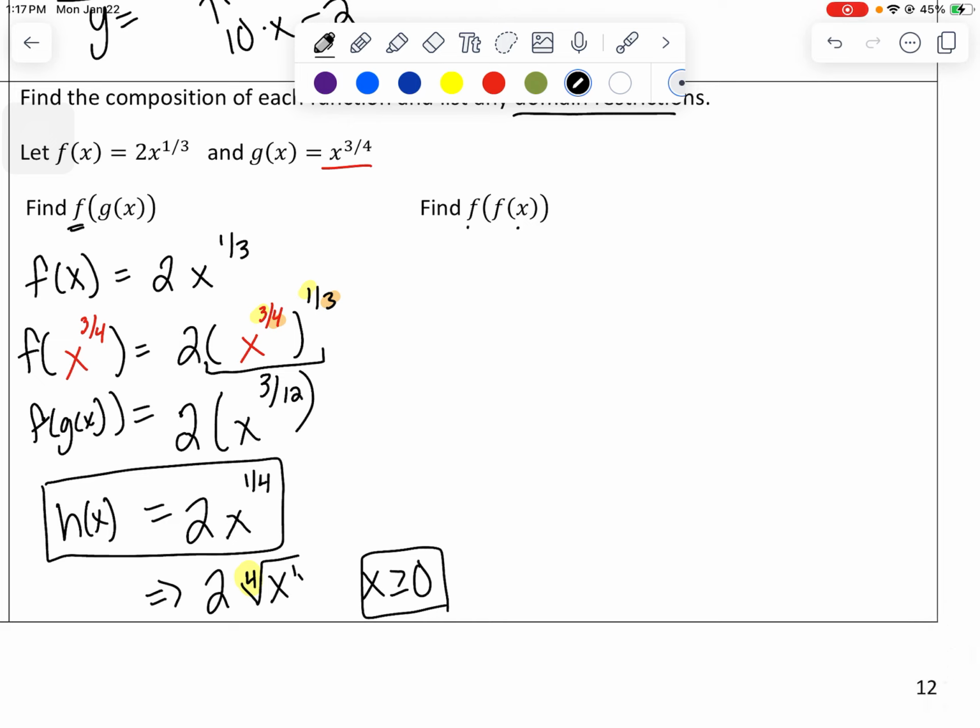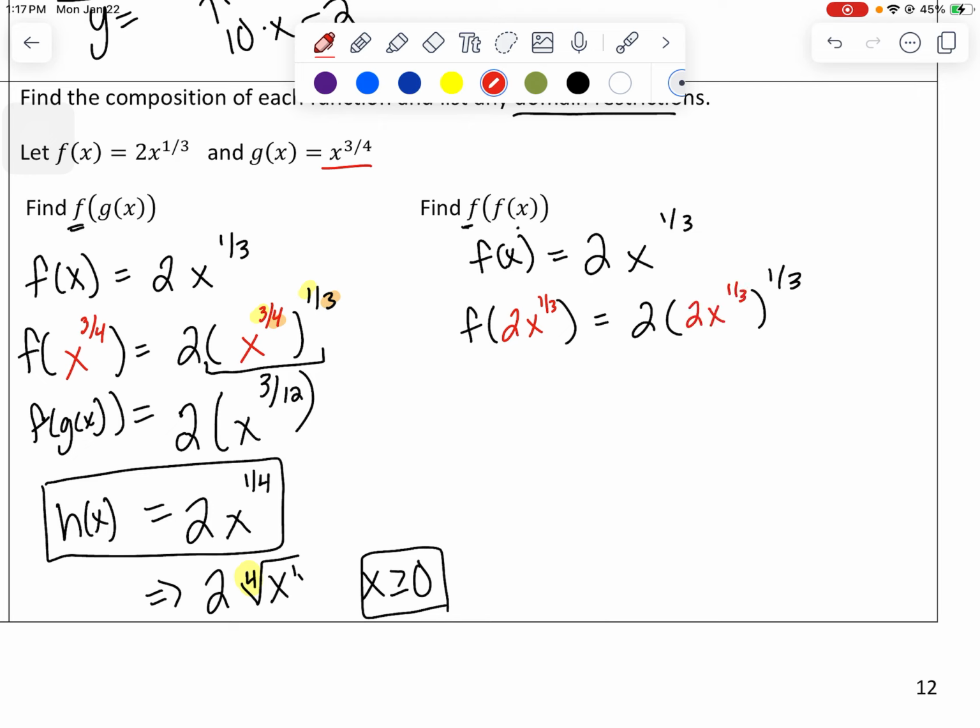Okay, this time I want f composed with f. So f is my outside function, so we're going to start with f of x, and that's equal to 2x to the 1/3. Then we're going to replace my input x with an f of x again. So we're going to be plugging 2x to the 1/3 into 2x to the 1/3. You're plugging f of x into f of x. All right, then carefully follow your order of operations again.